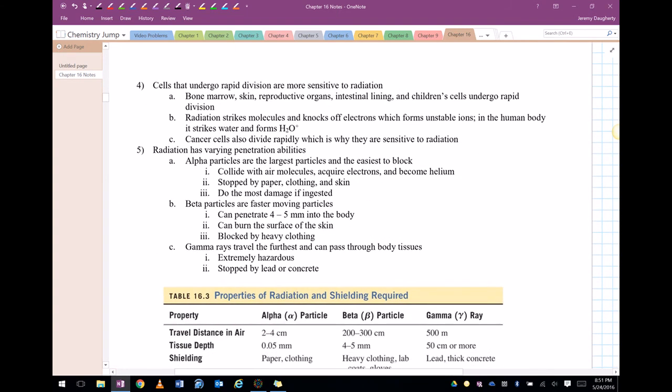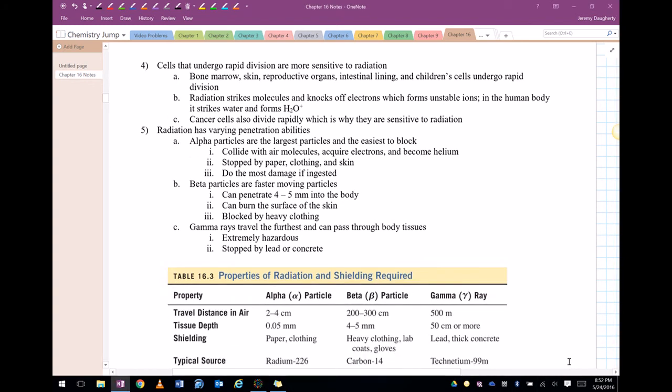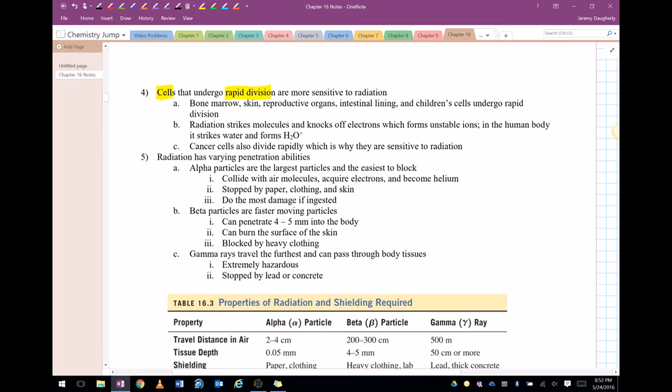So going along with this, we often think of radiation as a means to combat cancer. Why is it that we use these radioactive particles? There are some cells that undergo rapid division, and basically cancer is when you cannot control that rapid division of the cells. Some of these cells are more sensitive to radiation.